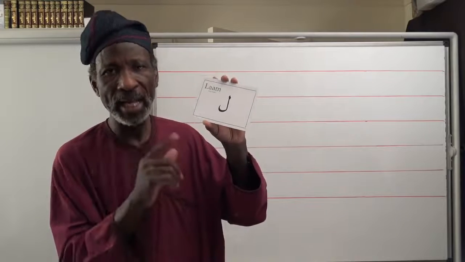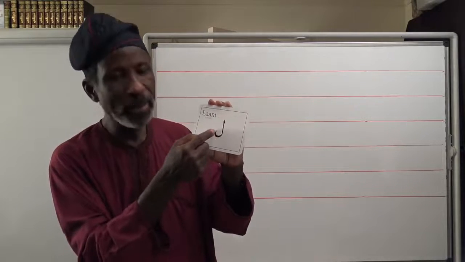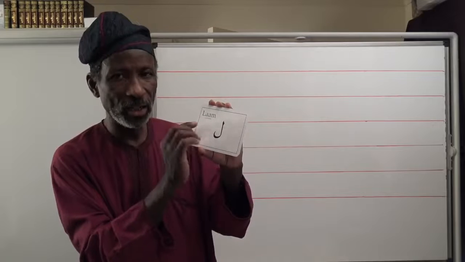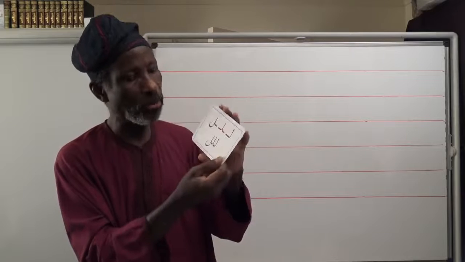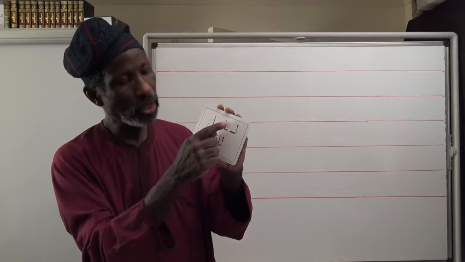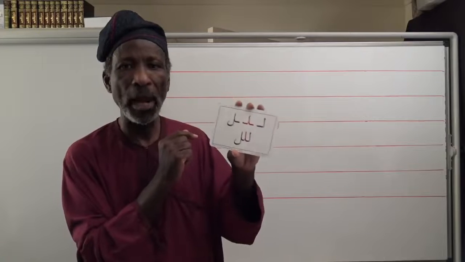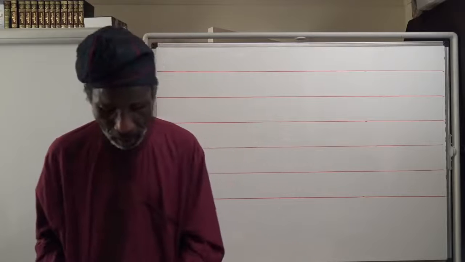Lam, that's simple really, L, lam. When you're writing your lam, you need to come below the line and then up again and stop once you reach the line, back up. This is your lam. It's a good letter, just join and continue, and then the last one, the true shape of the letter.